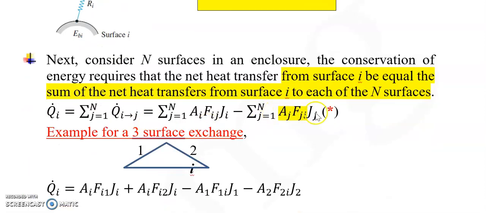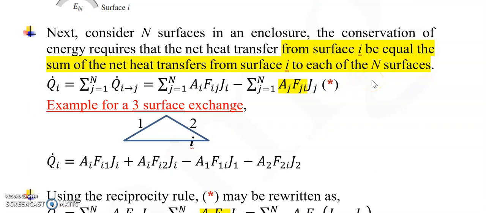Next, we consider n surfaces in an enclosure. The conservation of energy requires that the net heat transfer from surface I be equal to the sum of the net heat transfers from surface I to each of the n surfaces. So we consider each of the n surfaces, the radiation exchange. This is from surface I to each of the n surfaces, and this is from each of the n surfaces to surface I. I've marked this with the red asterisk because I'm going to refer to it later.